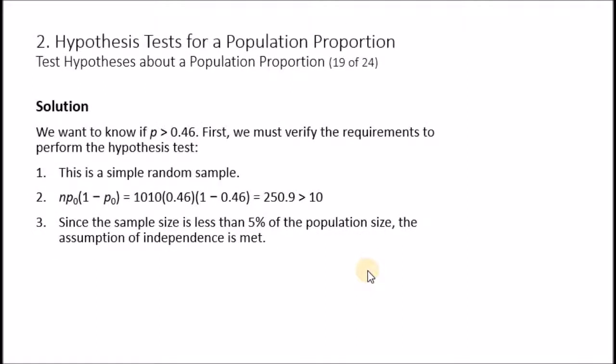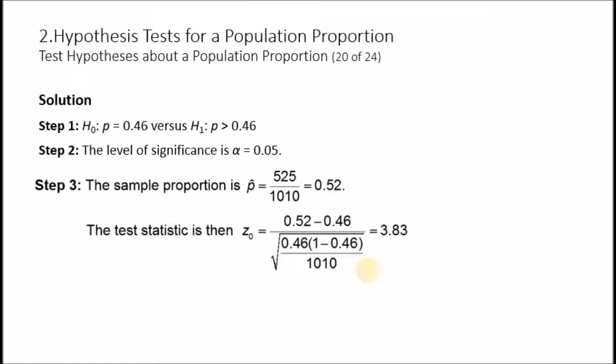This is a simple random sample, and we checked for normality, and we know that the sample size is less than 5% of the population size, so the assumption of independence is met. Next, we will write our null hypothesis and alternative hypothesis. That is step number 1. Step number 2, we know that the significance level is 5%. Then we're going to compute p-hat because we will use it to compute z-naught. P-hat is 0.52.